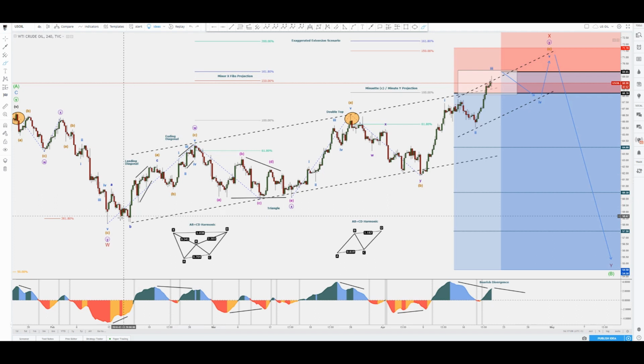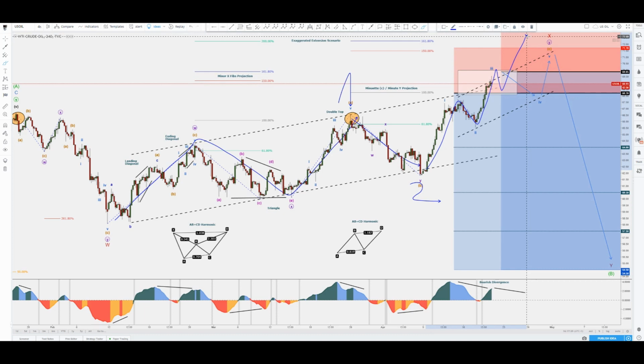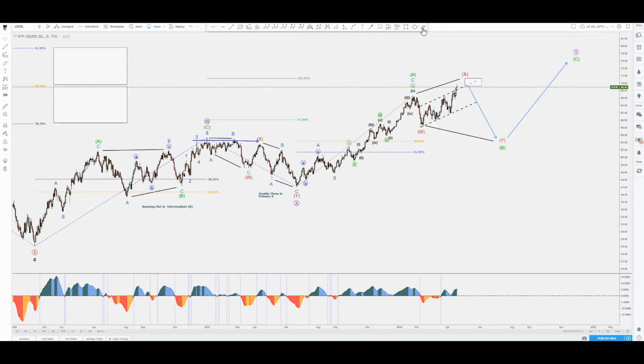Let's say, for instance, we want to force an ending diagonal on a larger scale. We say A, B, and then C for an ending diagonal. This is a 1, and this is a 2, which would fit, right, as a WXY. But what about these fibs? Yeah, we'll need 1, 2, and then 1, 2, and then really shoot. So that is possible. However, let's take a step back and take a look at the daily chart where we can see this.